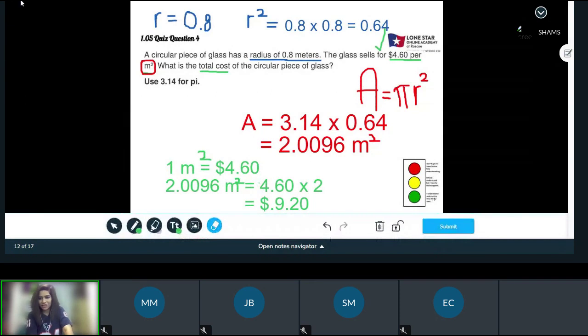I will pause here. Are there any questions? This is how the rest of the quiz looks like. They're more real world problems. They want to give you a scenario where you have to find the area of the circle and then answer the question.